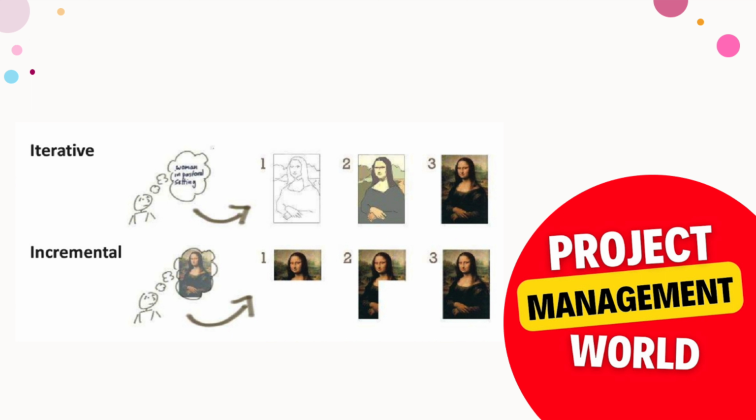Then if you see the incremental, we have divided it into fully functional parts. We are not doing sketching; we are releasing the final painted product, but divided into different parts. For example, first they release the face, then second the second half plus the face, and in the third increment they have released the full picture. This is the basic difference between iterative and incremental, and you will see a lot of questions on this.